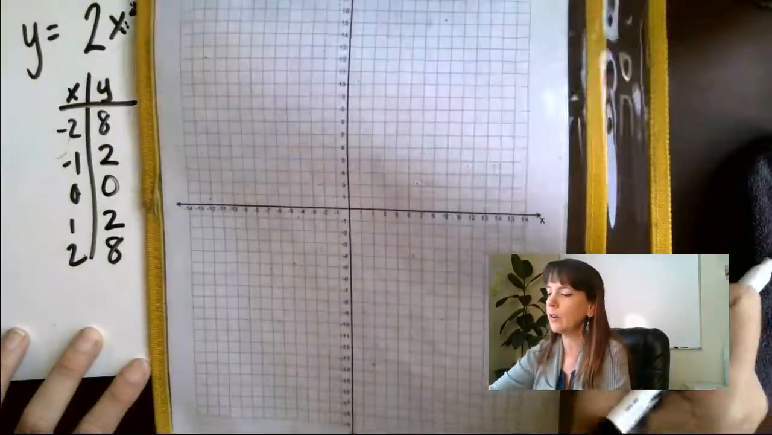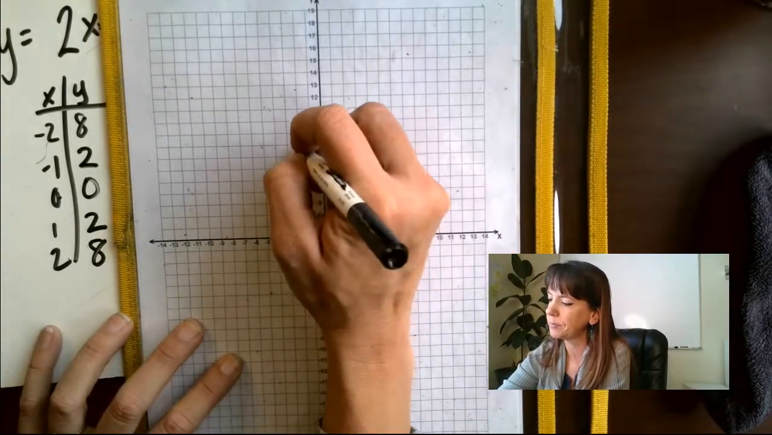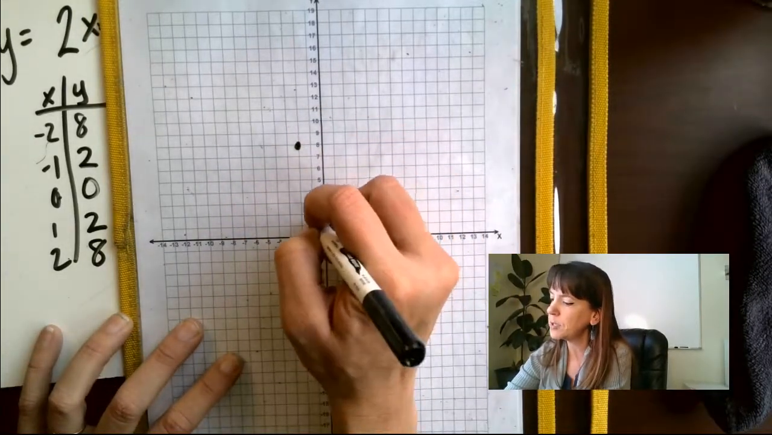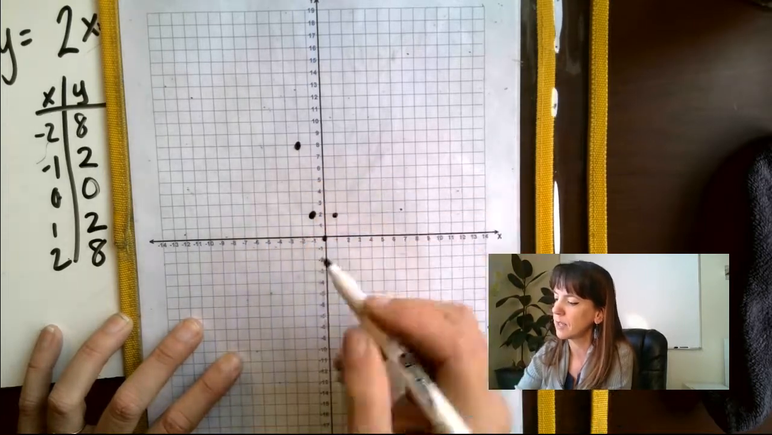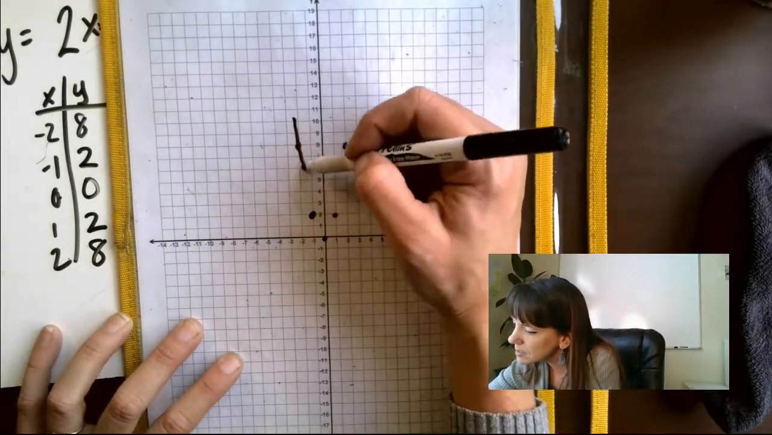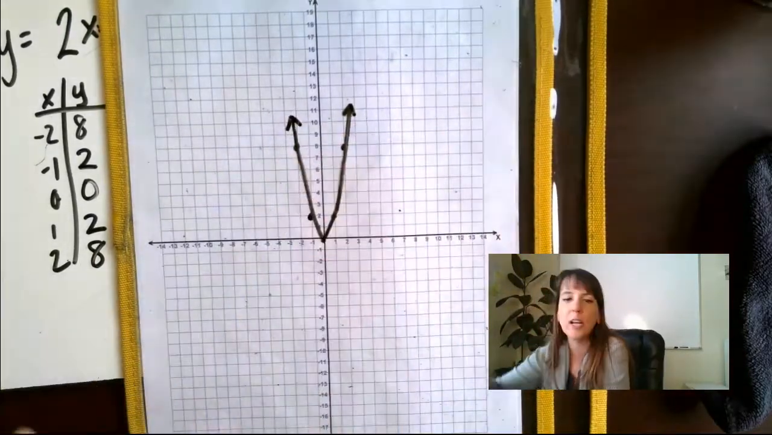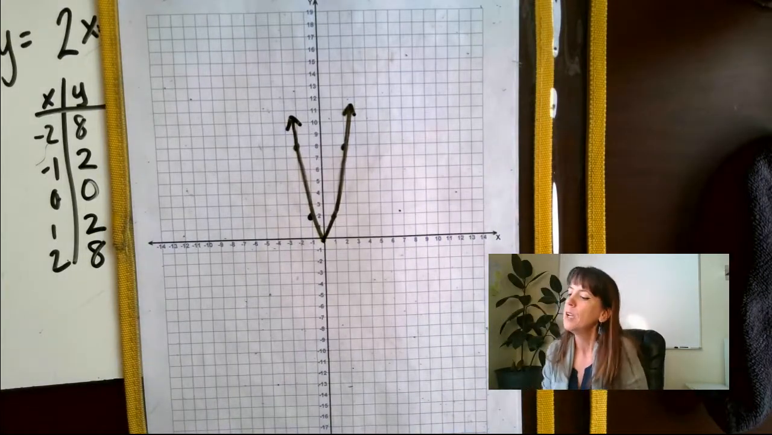So we go over here. We graph this bad boy. We get 0. We go over negative 2, up 8. Bam. Over negative 1, we go up 2. 0, this. And I can copy over to the other side. So bam. Do you see how that one is much skinnier? I think this is the one that's called stretch because we stretch it out, right?